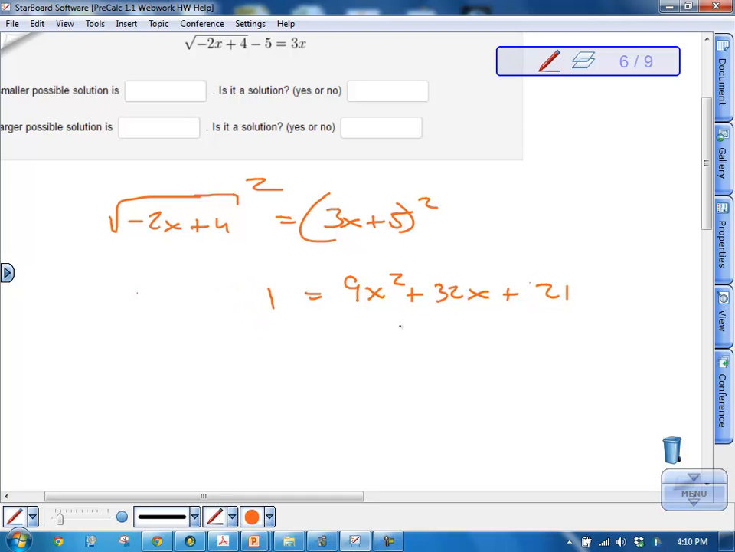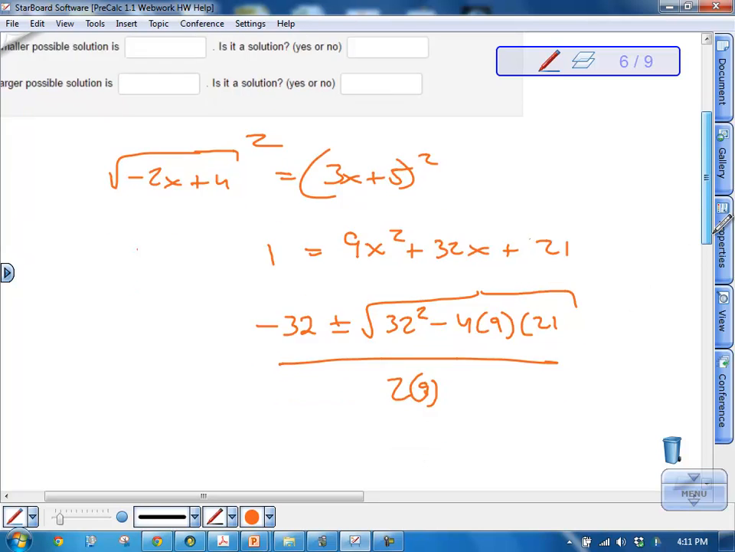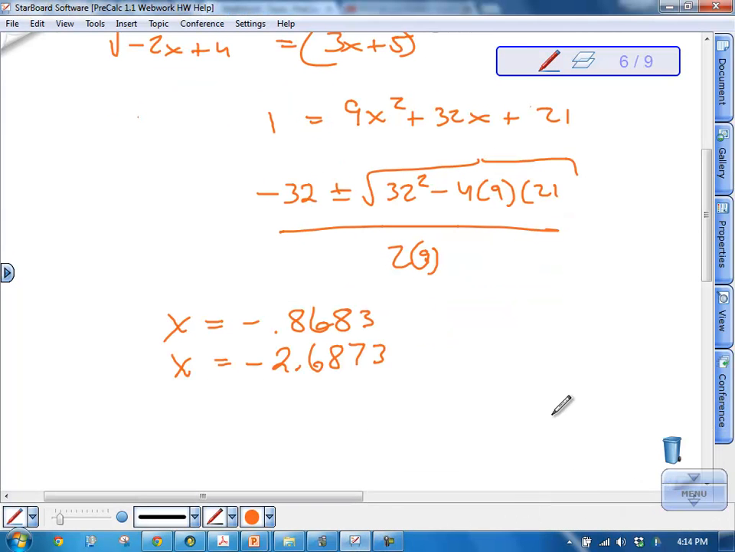And you could try to factor that. I'm just going to go right to the quadratic formula and do the opposite of b plus or minus the square root of b squared minus 4 times a times c, all over 2 times a. And I'll get those two decimal solutions and then try to plug those in. Alright, I get these two answers right here. Left it to 4 decimal places.